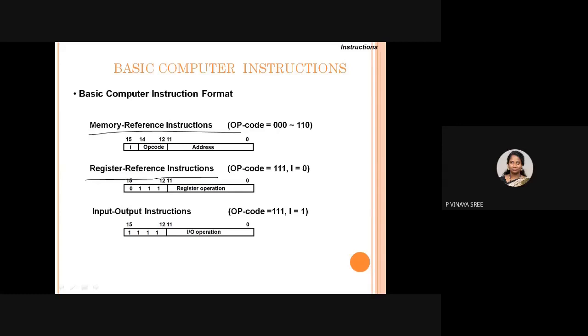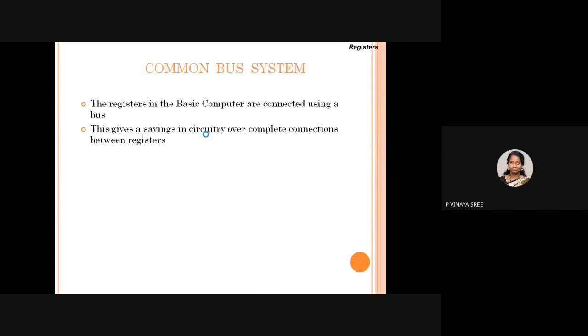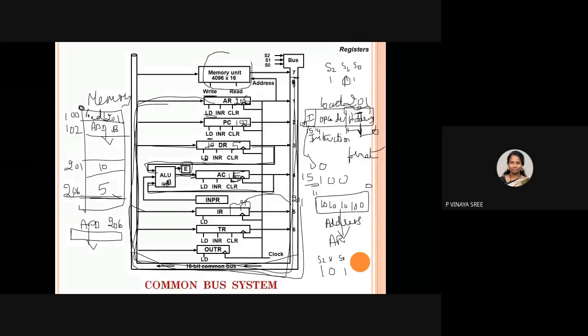For that we must know the instruction format, what the look will be for memory reference instructions, for register reference instructions, and for input output instructions. Coming to memory reference instructions, you will have an address, 0 to 11. We considered 4096 into 16. This is the memory that we have considered.